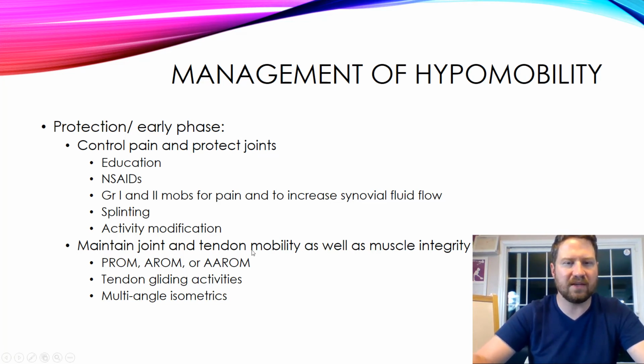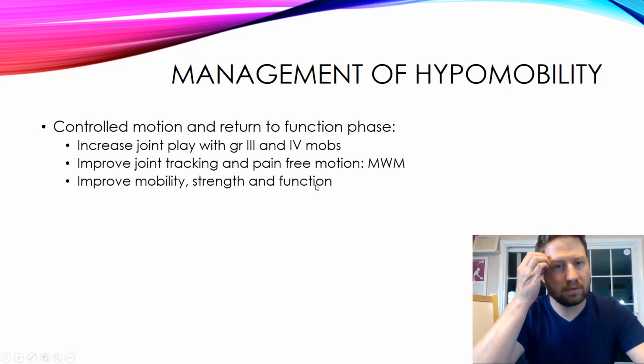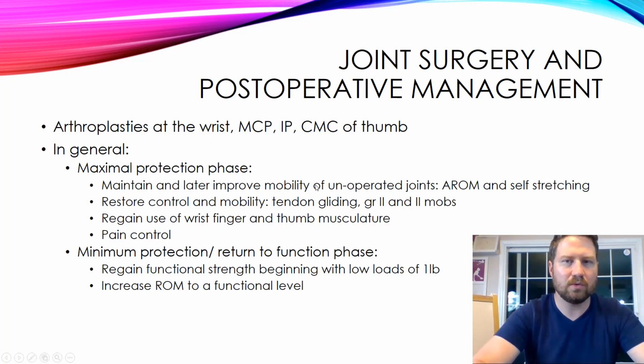We're going to maintain joint and tendon mobility as well as muscle integrity with passive range of motion, active assisted range of motion, or active range of motion. Tendon gliding, we're going to do that during lab, and then multi-angle isometrics just to get those muscles firing. In phases 2 and 3, we're going to increase joint play and our mobilizations. We're going to improve strength, mobility, and function, just like with anything else we've already talked about with the shoulder and the elbow. Just trying to get them back to normal.